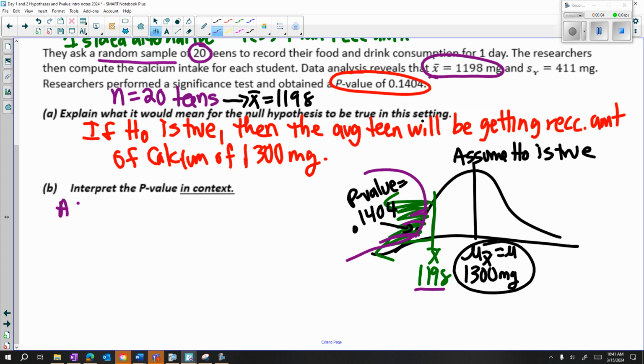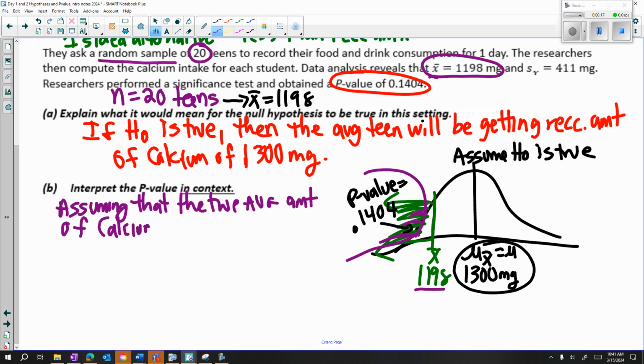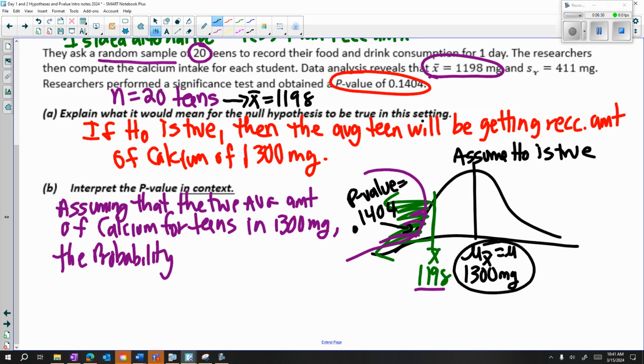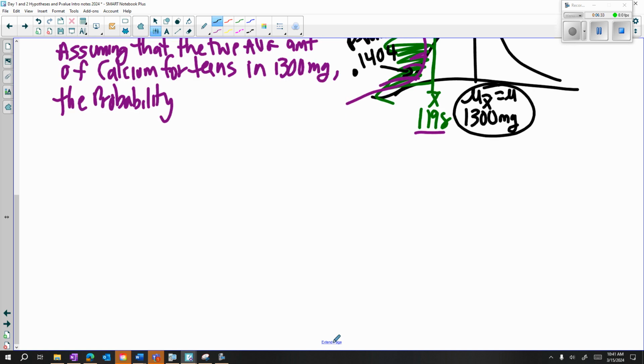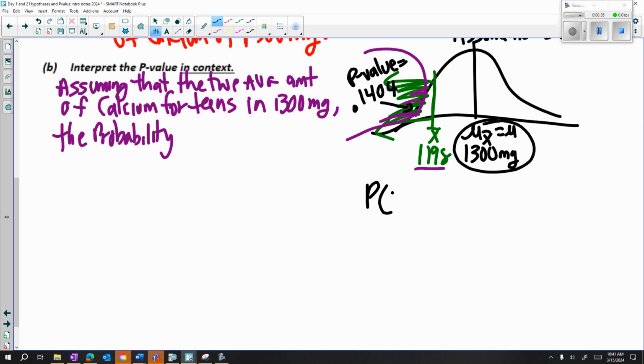We have to say, assuming that the true mean, or the true average amount of calcium in the country for an average teen, is 1300 milligrams. The probability, there's your p-value, the probability, which is going to be capital P, if you guys remember from chapter 7. It's capital P, X bar less than or equal to 1198, basically. That's the notation we did from chapter 7.